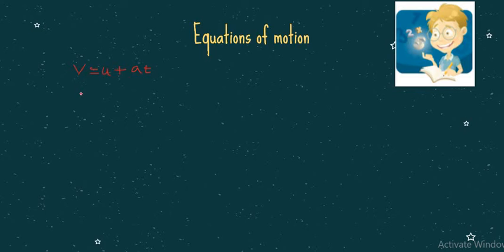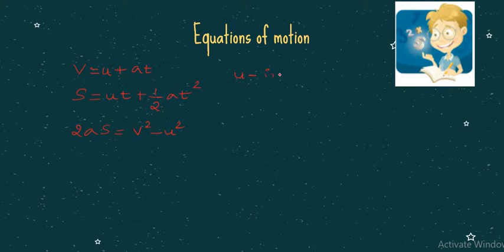First equation of motion is v = u + at. And the second equation of motion is s = ut + half at square. And the last, third equation of motion is 2as = v square minus u square. Okay, see what u represents here.